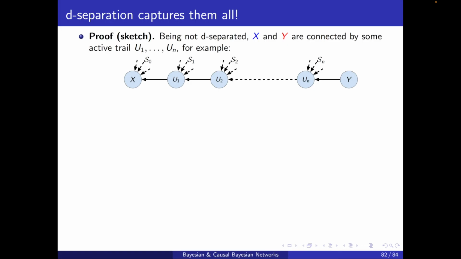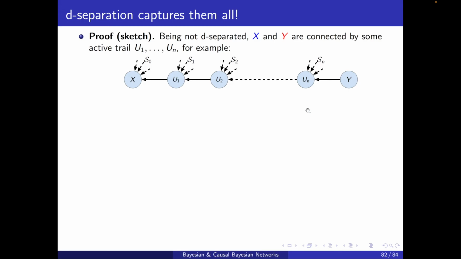So how can I show this? Imagine I have X and Y, and we assume that they are not d-separated, okay? But if they are not d-separated, what does it mean? First of all, it means that X and Y are connected by some active trail U1 to Un, because otherwise they would be d-separated. So imagine this is the active trail. For simplicity, we're just making it a direct path. For other cases, you can try to do it yourself.